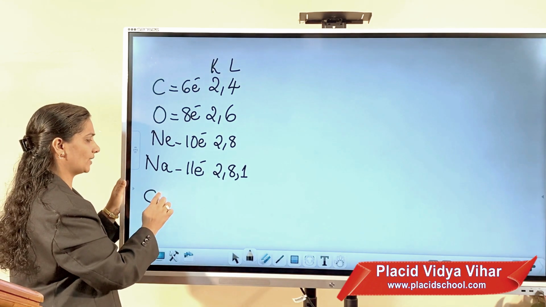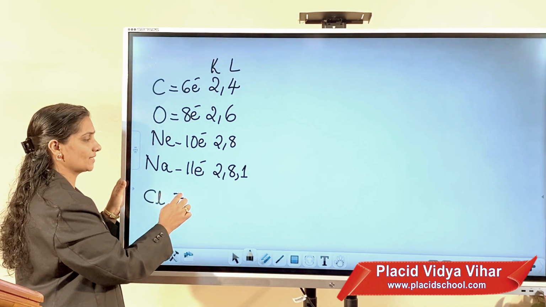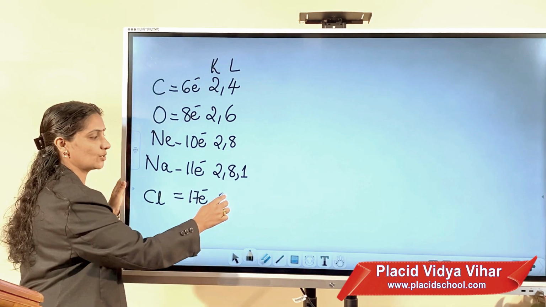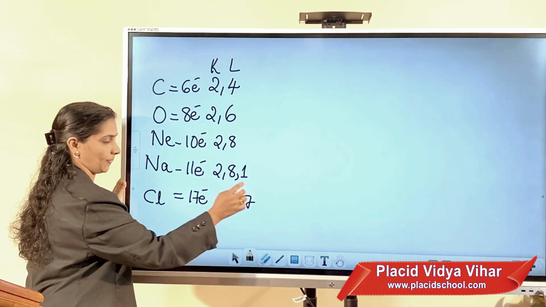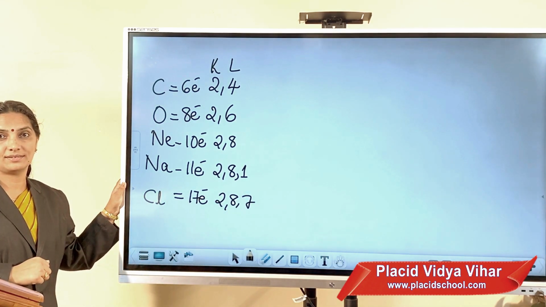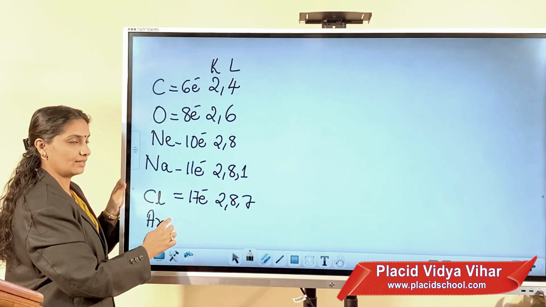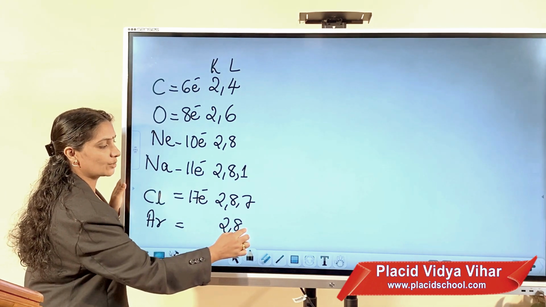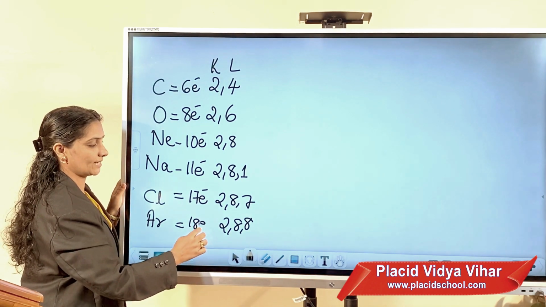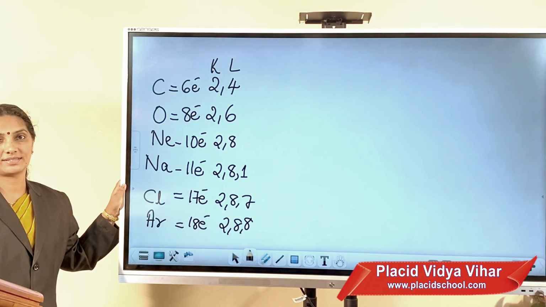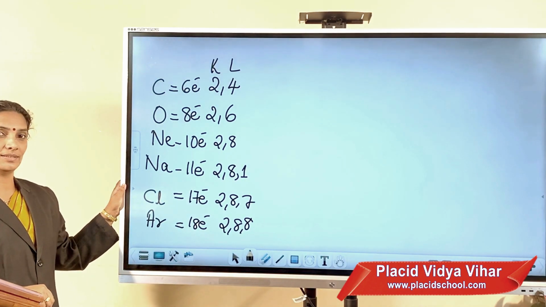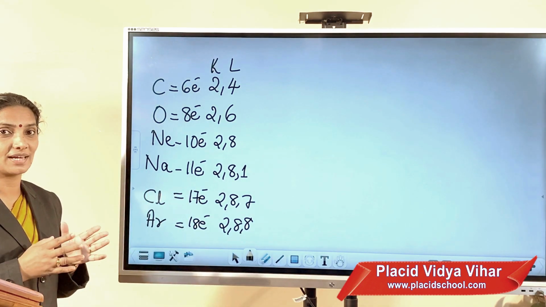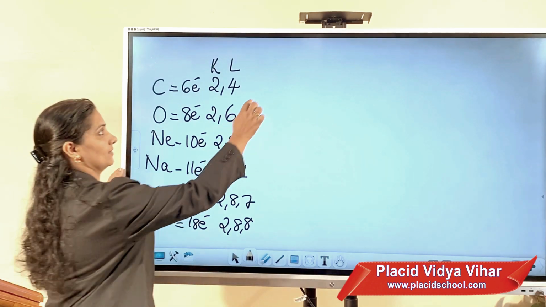Then consider another one, chlorine. Chlorine has 17 electrons. Its configuration is 2, 8, 7. Argon, another element. Argon has electronic configuration 2, 8, 8. That is, it has 18 electrons. Consider another one. Do you know which element comes next? It is potassium. Potassium has 19 electrons.